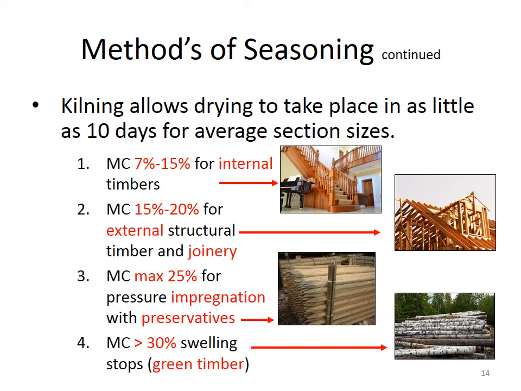The fourth one then, moisture content of anything greater than 30% would be regarded as green timber. Green timber. And basically, when timber takes on moisture, it will swell, but once the moisture content goes over 30%, swelling stops. So the moisture content could increase, but the timber will not swell anymore.